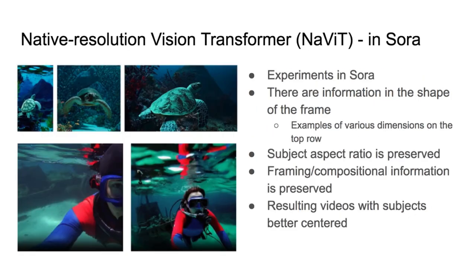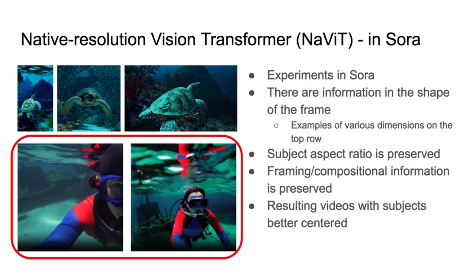Sora experiments show that there is information gain in keeping the shape of the image. One is preservation of subject aspect ratio. Another is framing or compositional information being preserved. The results show subjects being better centered in the videos. Comparison is shown in the bottom row, where the left image is trained on resized images, while the right one is in native aspect ratio.